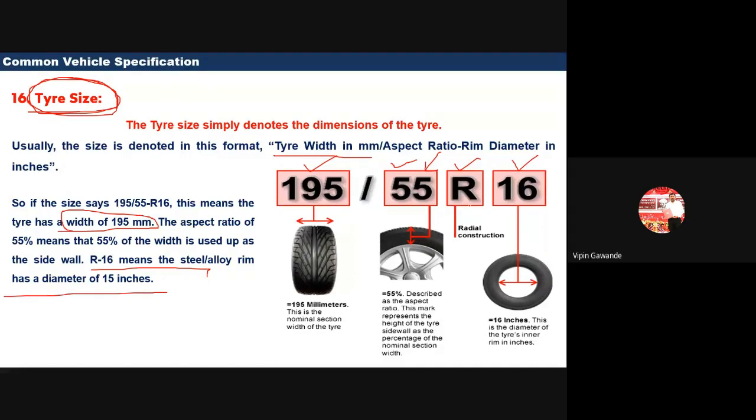R16 means the steel alloy rim has a diameter of 16 inches. Actually the diameter here is 16. This type of information is mentioned in our specification chart: 195 slash 55, then R and 16. This is the diameter, this is the aspect ratio, and this is the width of the tire.